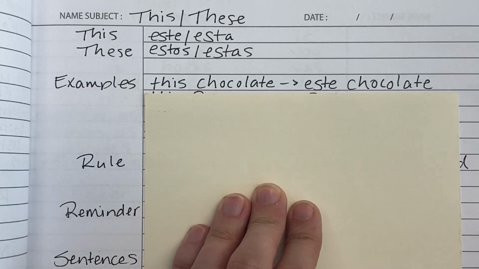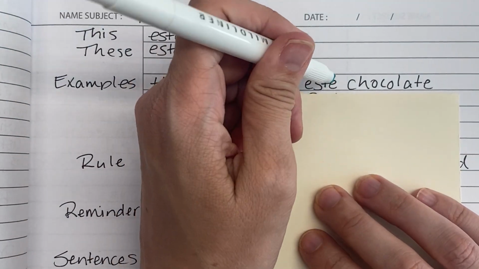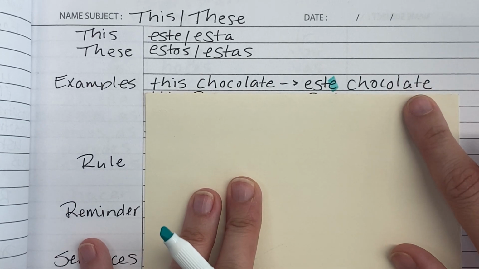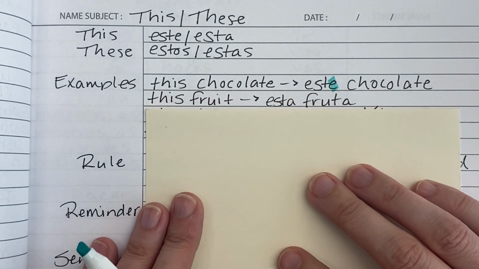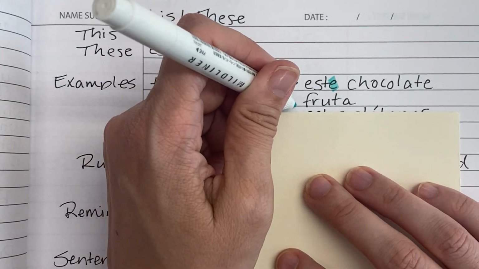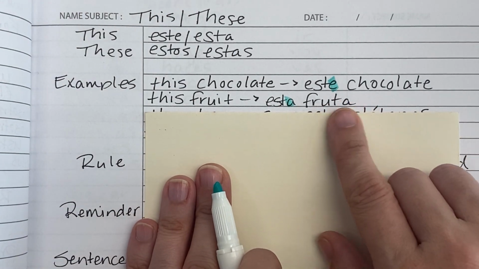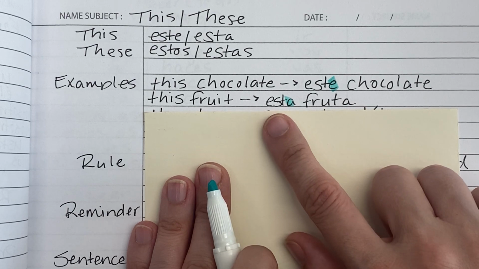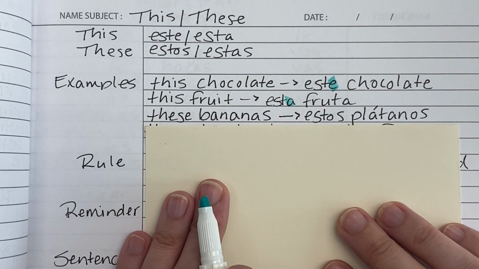This chocolate is este chocolate. Chocolate is a masculine word, and this is a singular word, so este chocolate. But this fruit, esta fruta. Fruit is a singular word as well, but it is feminine, right? La fruta. So we'll say esta fruta.